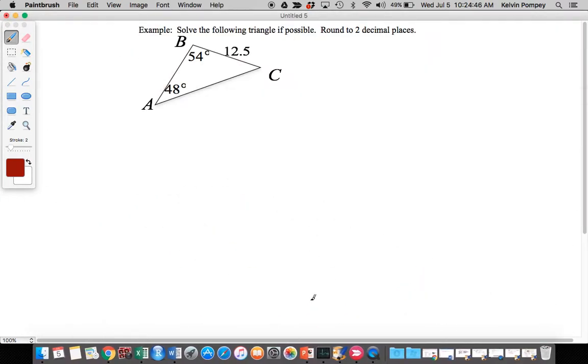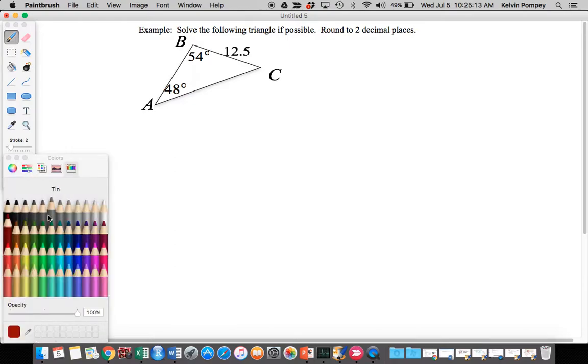All right, here it says solve the following triangle if possible, and we're going to round our answer to 2 decimal places. Notice here that I don't know that this is a right triangle because angle C doesn't have a square there. And in fact, these two angles here look to be bigger than 90 degrees, so I can go ahead and say that this is not a right triangle. So I know I have an oblique triangle. So what I'm going to do is try to find my other pieces. The easiest piece for me to find first is angle C. So I'm going to find angle C.